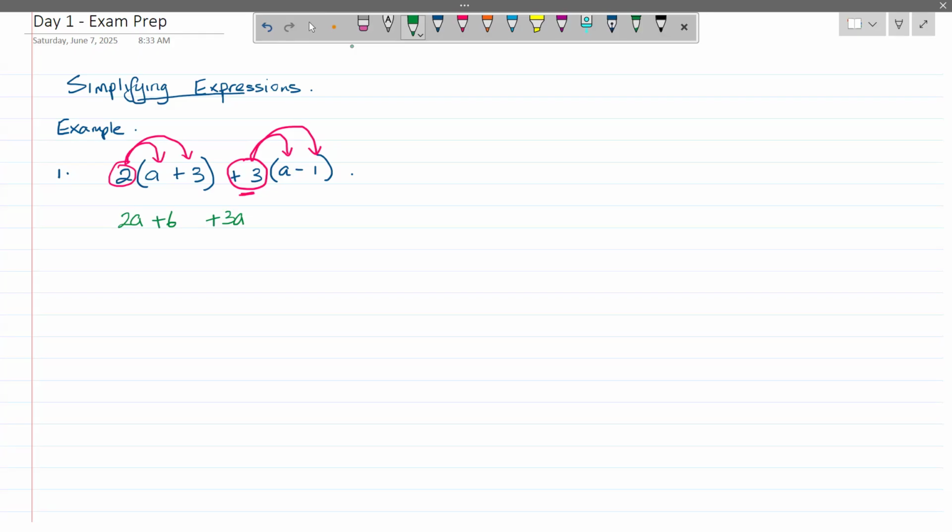You should always try to practice working out your sign first, and then the number part, then the letter part. Plus by a minus will give me a minus. And 3 by 1 will give me 3. So remember your rules for multiplication.